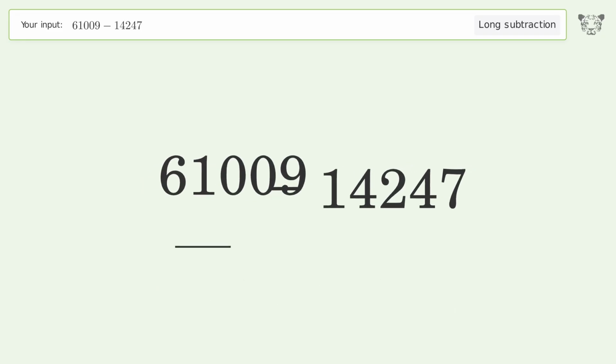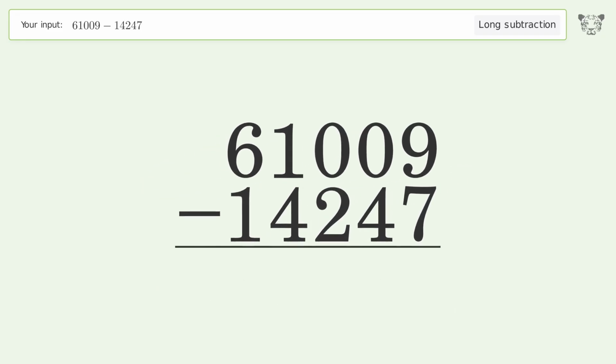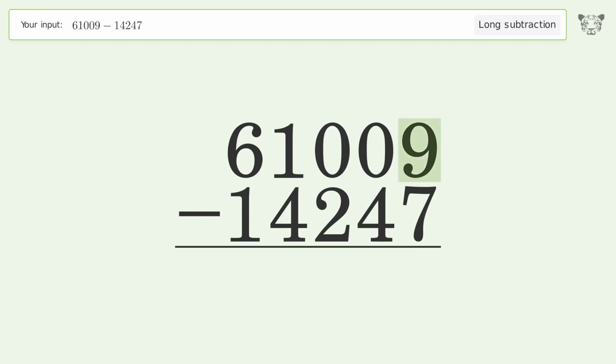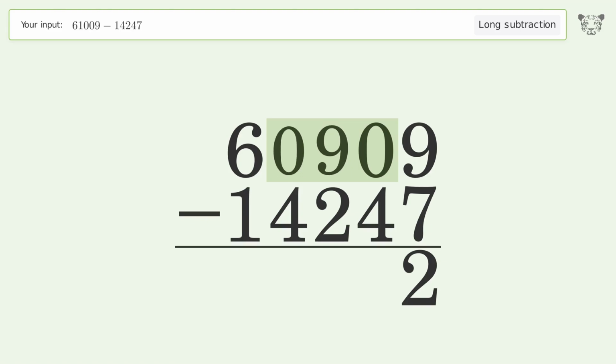Rewrite the numbers from top to bottom, aligned by their place values. Subtract the numbers using the long subtraction method. 9 minus 7 equals 2. Because the upper digit, 0, in the tens column is too small to get a positive difference, borrow 1 from the number to the left, 10, which becomes 09, and get 10. 10 minus 4 equals 6.